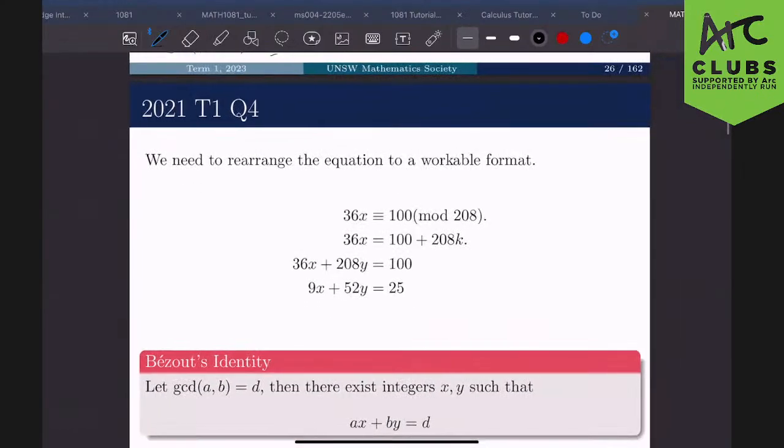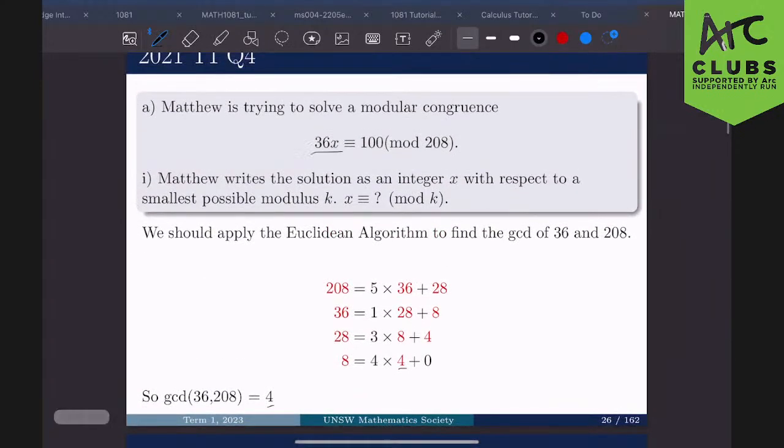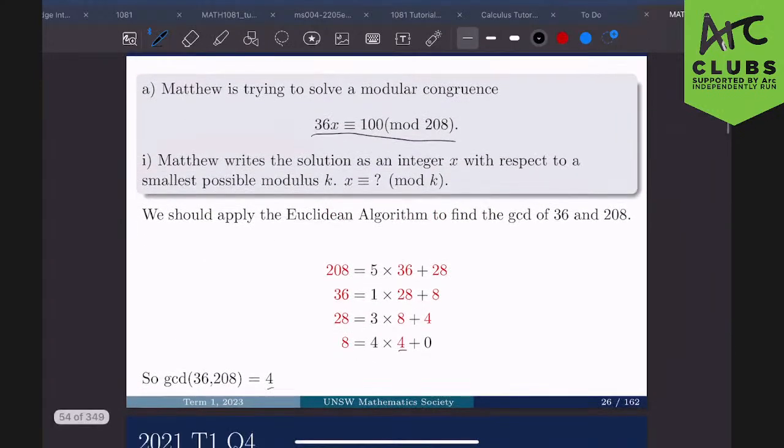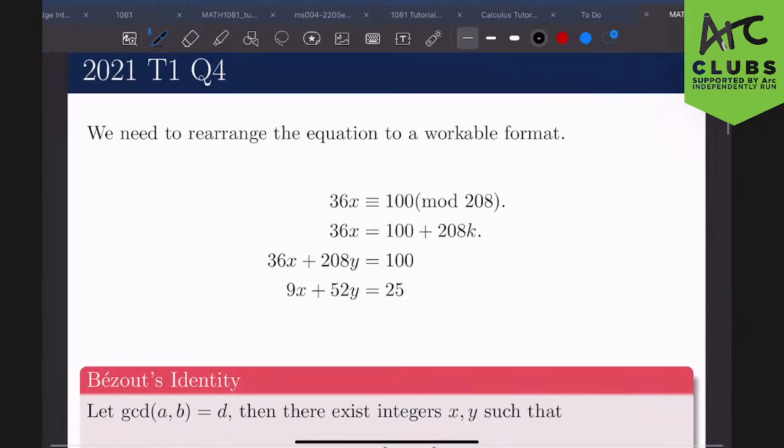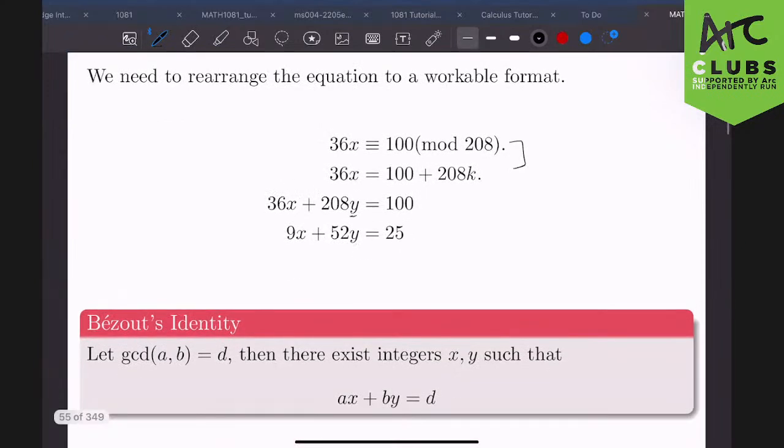Going back to our original modular congruence, we want to find a solution for x, and the pattern with these questions is that you make it into this format, which is much easier to work with. Really what taking the mod of this means is that there's an integer k, and I've taken it to the other side and named it y, because k is like negative y. It's just nicer to have the addition here.